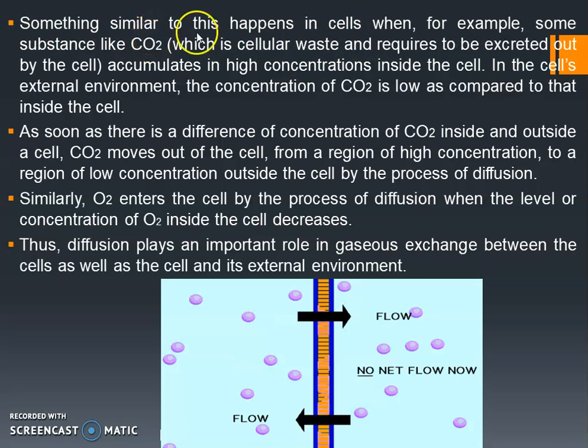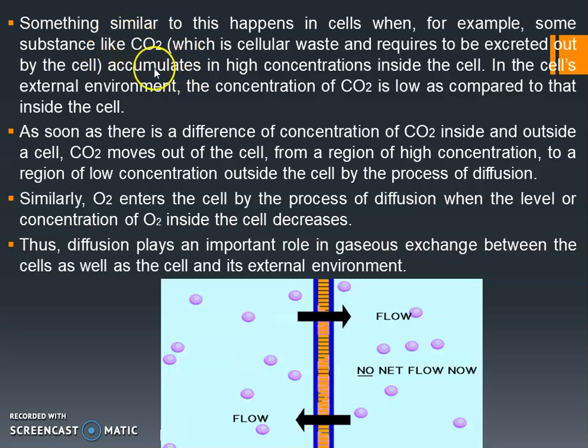Diffusion. So diffusion happens in the cells when some substance like carbon dioxide, which is a cellular waste and requires to be excreted out of the cell, accumulates in higher concentration inside the cell. Okay, so diffusion will happen when the amount of carbon dioxide inside the cell increases, and this carbon dioxide has to be excreted out from the cell. During that time, diffusion process will happen.